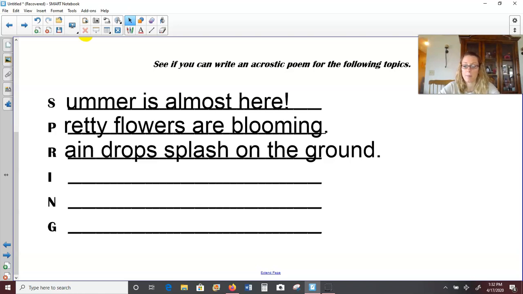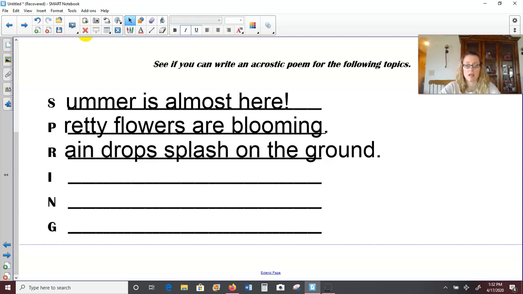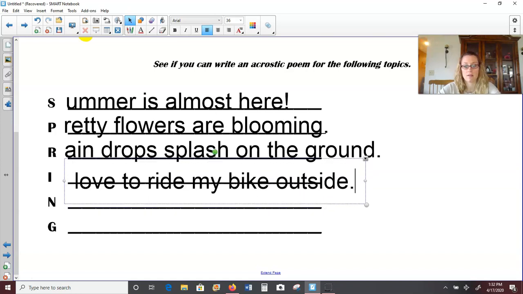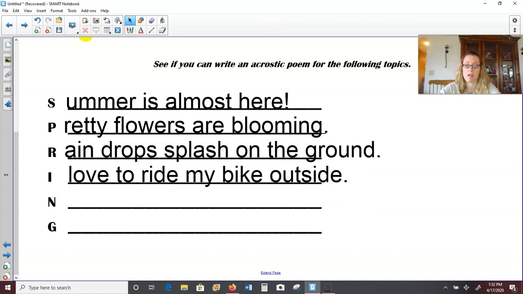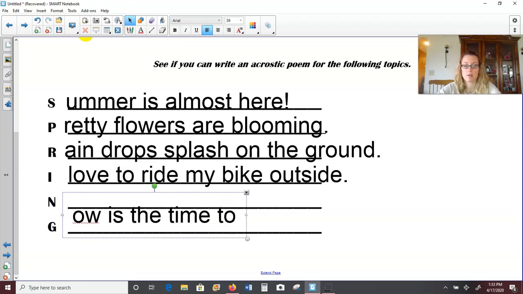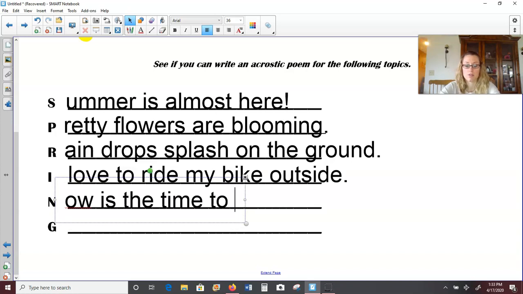Now, summer is almost here. Pretty flowers are blooming. Raindrops splash on the ground. I could even just use I as the pronoun I and say, I love to ride my bike outside. And then N, what can we say for N? How about now is the time to start a garden. I like the garden.